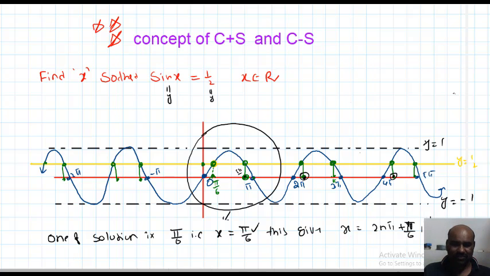All these are solutions. One thing. The important thing is, you take any value of n, you won't get 5 pi by 6. Only we are getting these values, not this value. That's what I want to find. That also.